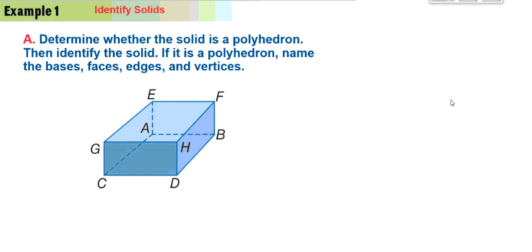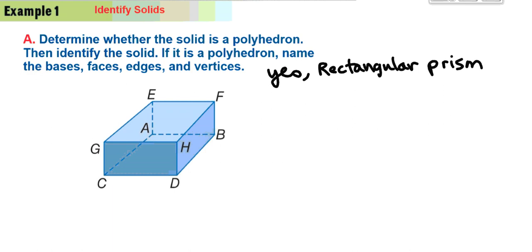And Robin, what would you call that? Yes, and then what kind of polyhedron is it? Give me kind of a name off of there. A rectangular prism. And so I'm writing yes because we determined it is, and it's a rectangular prism. We're not going to do a lot of finding volume and everything else because we don't know measures. But if it's a polyhedron, which it is, we're going to name the bases, faces, edges, and vertices.